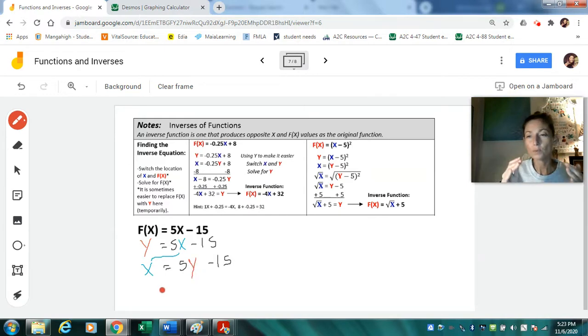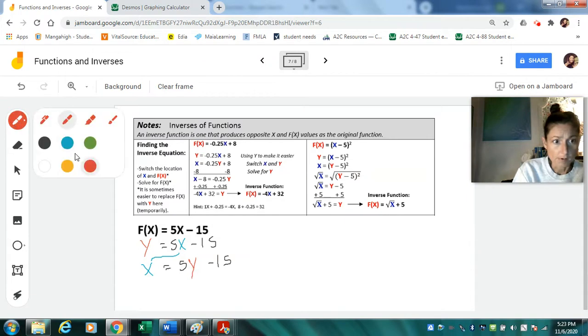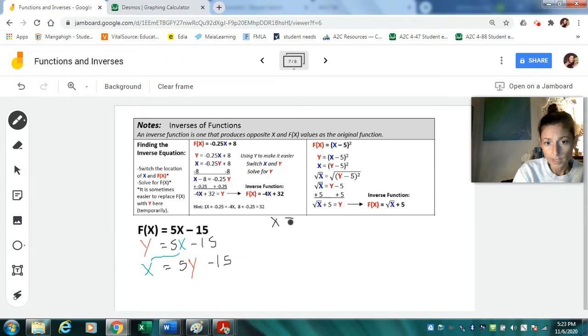But we don't graph equations in x equals form. We have to graph them in y equals form. So what we're going to do is manipulate this so that it's actually in y equals form. And again, these are steps that you've done in math before. To get y all alone, we're going to use order of operations backwards. So first, I have to get rid of any addition or subtraction. To get rid of minus 15, I add 15.